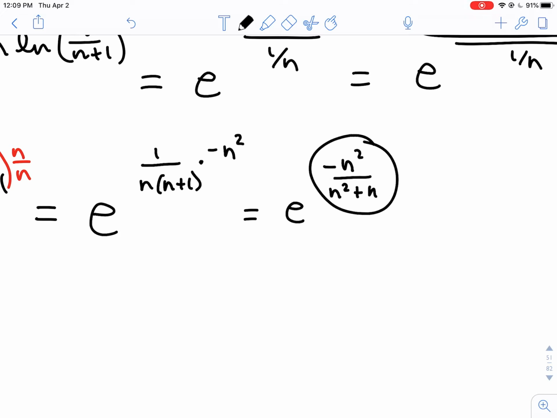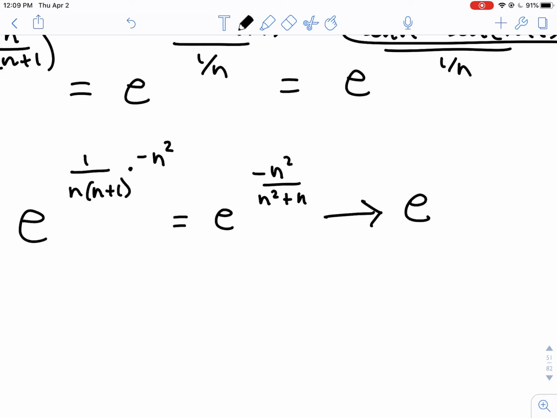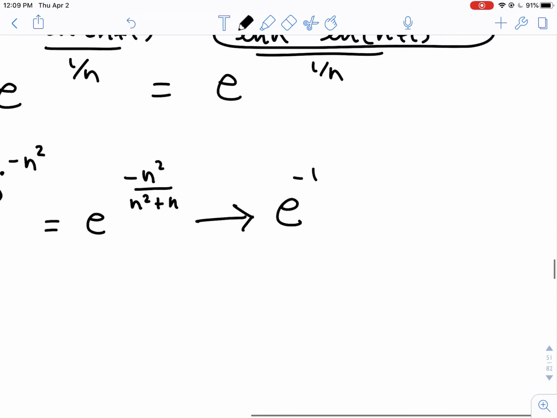This is a balanced rational function now. So as n goes to infinity, a few more L'Hopital's rules here will confirm that this approaches negative 1, which is the ratio of the coefficients. This approaches e to the negative 1, which is equal to 1 over e, and this is our k.